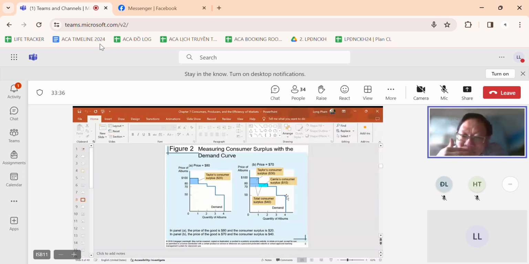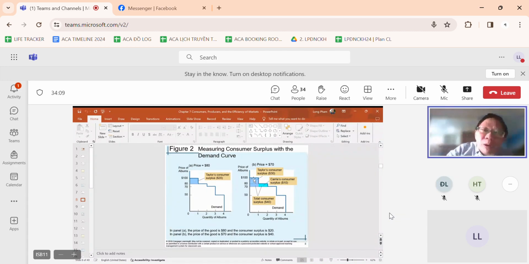However, think about it. If we have numerous consumers, the demand curve will be a straight line. You can see that rather than stepwise like that, the demand curve is a straight, downward sloping line. This is the reason why.